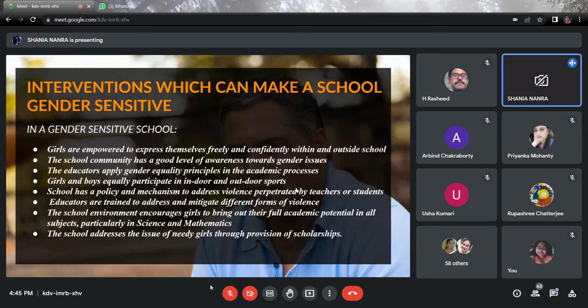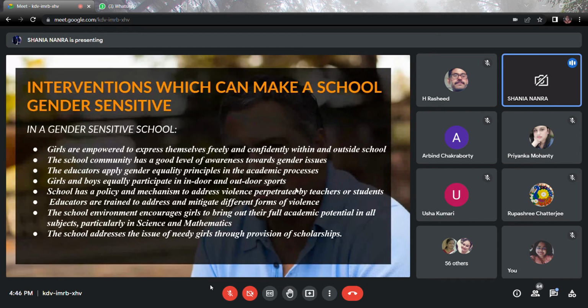The school community has a good level of awareness towards gender issues. The school community basically begins with the teachers. The educators apply gender equality principles in the academic processes. Girls and boys equally participate in indoor and outdoor sports. There are instances when boys are just playing football and girls are sitting under the tree near our staff room. So we must try to make them more aware of the equality and make them go and play together.